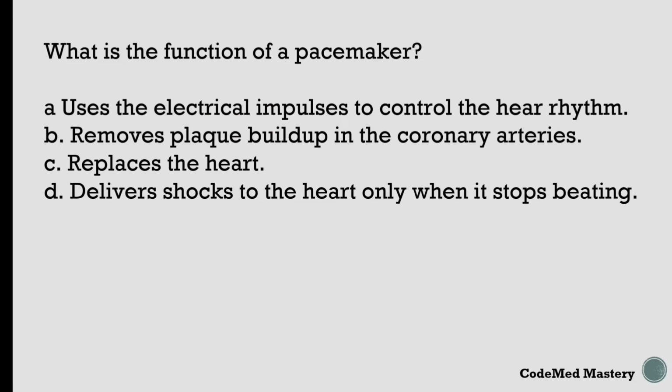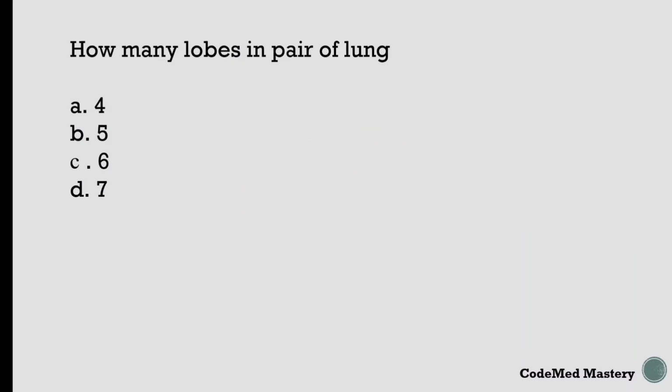Next question, what is the function of a pacemaker? What the pacemaker does is it uses electrical impulses to control the heart rhythm. Next question, how many lobes are there in a pair of lungs? Means how many lobes are there in both lungs? So the right answer is option B, 5.